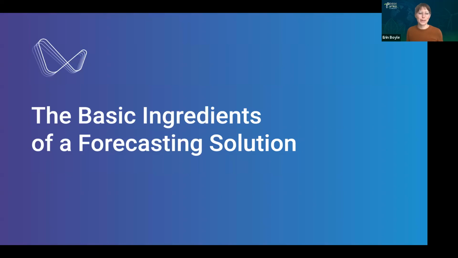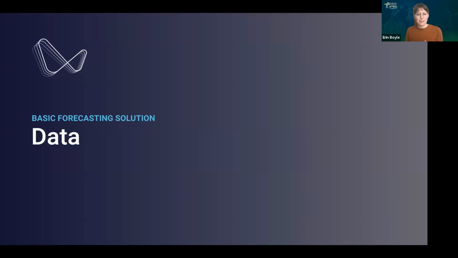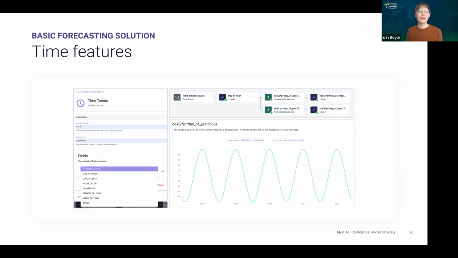Okay, so let me show you some basic ingredients of a forecasting solution. And you should always start with data, because in machine learning, that's the most important thing. So it will come as no surprise, I think, given some of the behavior you saw in the graphs I just showed you, that time features are going to be an important component of a model here. Folks literally use more power at night, for example.